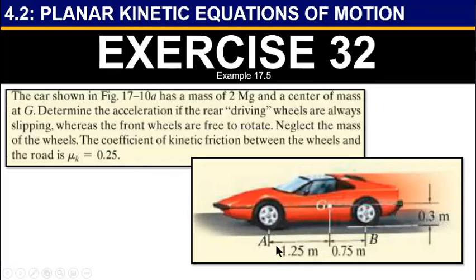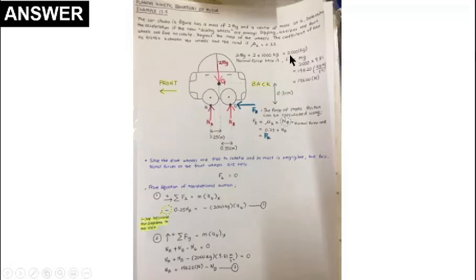From this figure we can see that the distance from point A to the body's mass center G is 1.25 meter, and the distance from point B to the body's mass center G is 0.75 meter, whereas from the bottom of the tire to the body's mass center is 0.3 meter. I already drew the diagram of the car as you can see here. This is the front and this is the back.